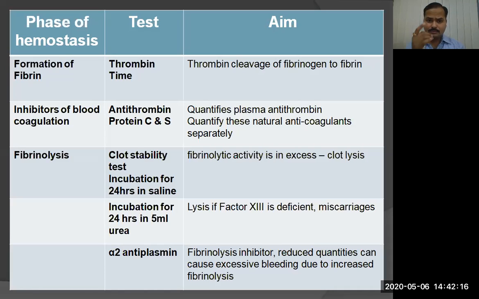Now, antithrombin: it is the quantity of the plasma antithrombin which is determined by this test. And protein C and S are again quantified because these are natural anticoagulants, and these can be quantified separately to see whether the anticoagulation process is normal or not.